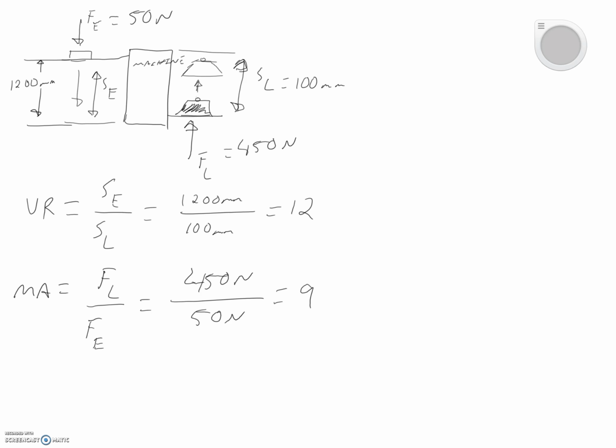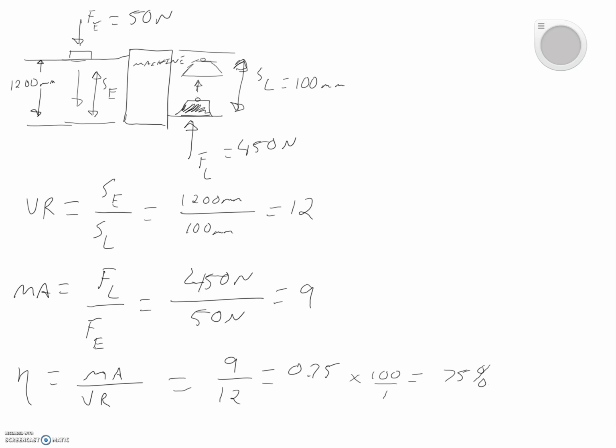This is called efficiency. So efficiency is represented by the letter N. And it's equal to mechanical advantage over the velocity ratio. So this is equal to 9 over 12 in this example, which is the same thing as 75%. Okay, 0.75. Now if we multiply that by 100, that will give us it in percentage, so 75%.